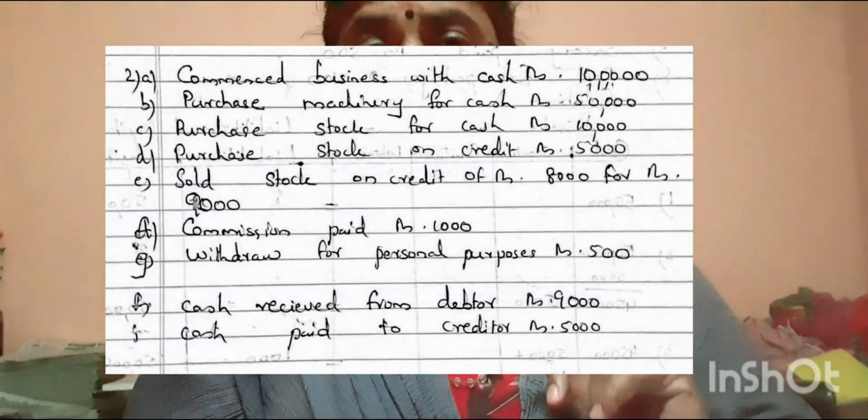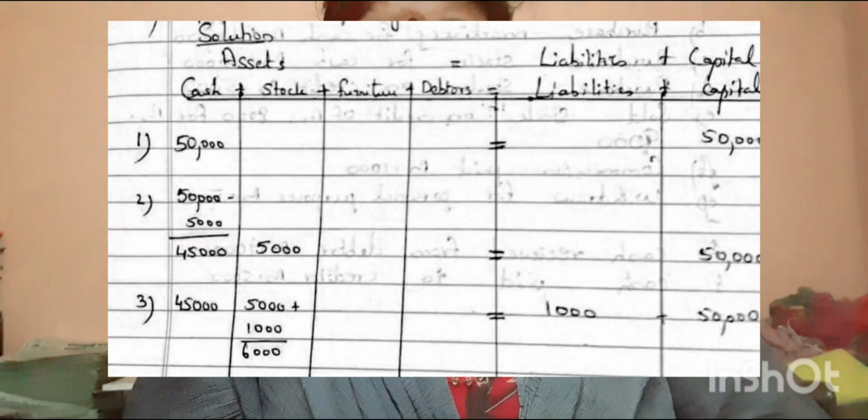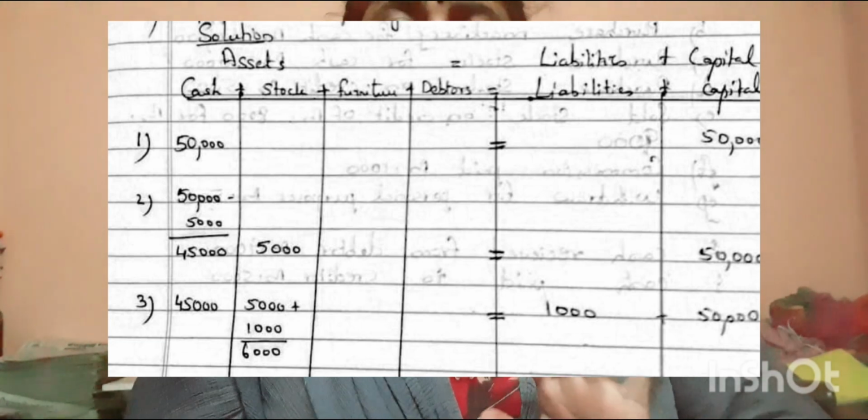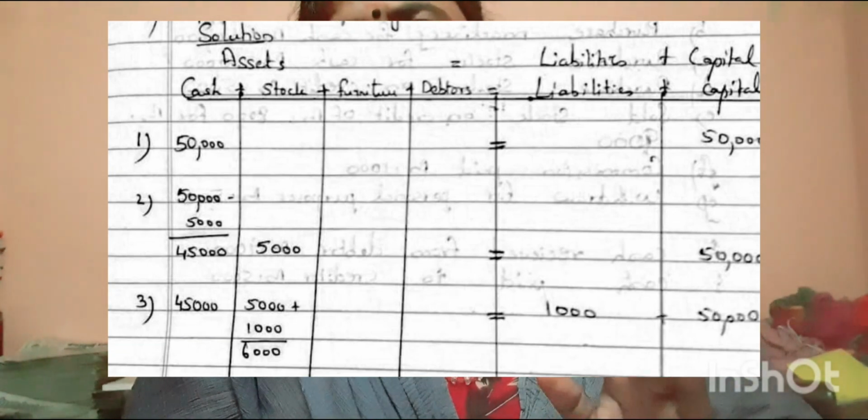Then purchase stock for cash, rupees 10,000. Stock, goods, means stock is an asset. On the asset side we have cash 50,000. Then we purchase stock for cash, so it will reduce the cash by 10,000, and then we have only 40,000 cash, 50,000 machinery and stock 10,000. There is no change in the capital.